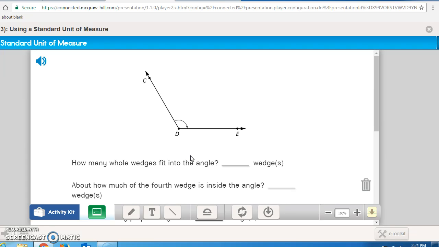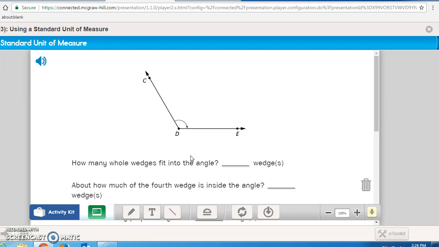I want you to explain to me, why weren't all of the measures the same? Well, some of you may have used different size wedges. Do larger wedges create a larger measurement or a smaller one? Good, a smaller one. And why is that? Great, because it takes fewer large wedges to fill up the same amount of space.